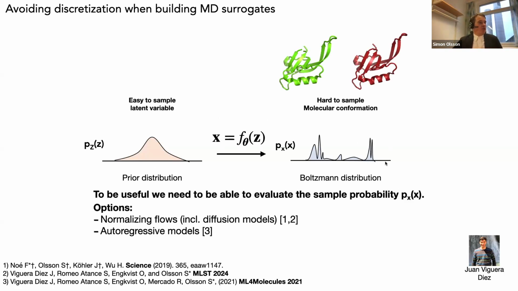And in order for this to be a useful endeavor, we need to put some constraints on this function f, that basically allow us to compute the probability of the sample. Some examples of this are normalizing flows, diffusion models if we interpret them as probability flow ODEs, and autoregressive models.